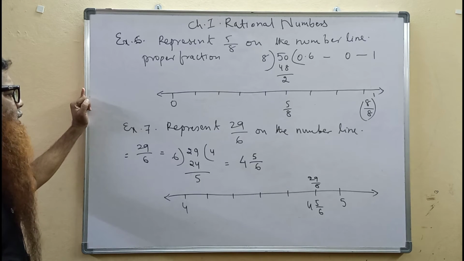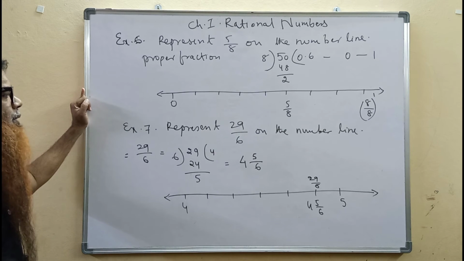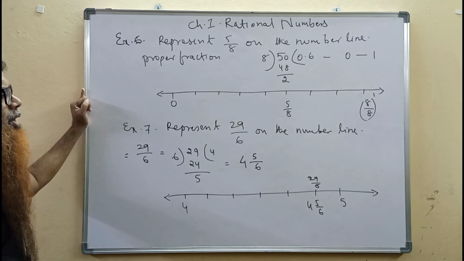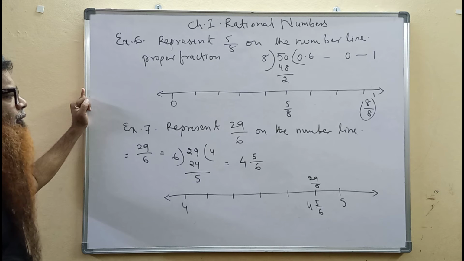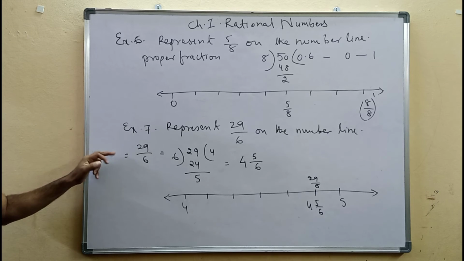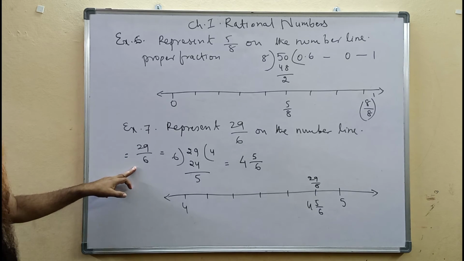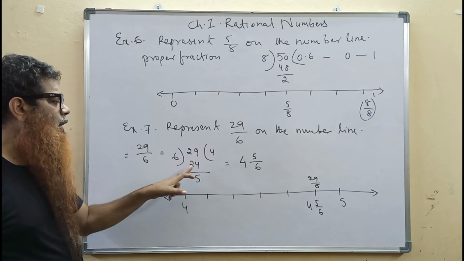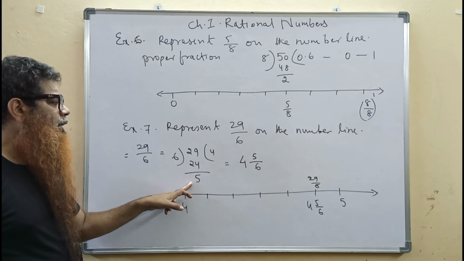Next example, example 7, it's asking us to represent 29 by 6 on the number line. 29 by 6 is an improper fraction where the numerator is much bigger than the denominator. It is 29 divided by 6. So we are dividing 29 by 6. We have 6 fours are 24, and 5 is the remainder.